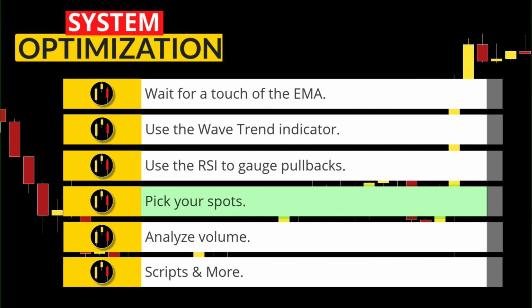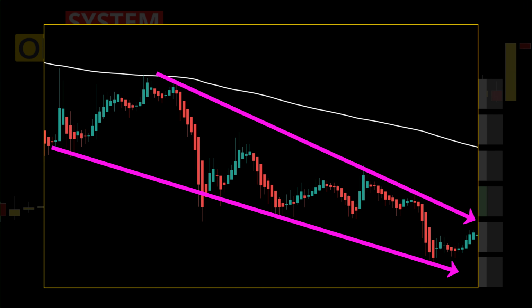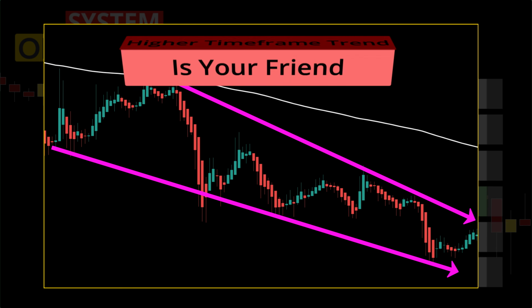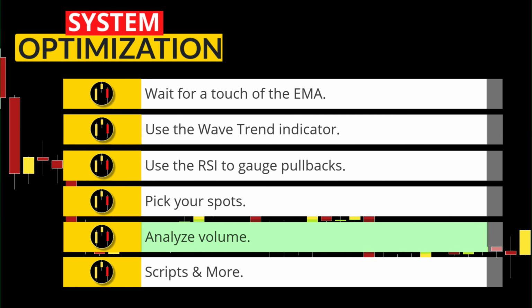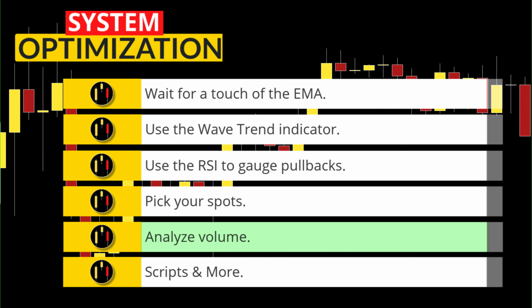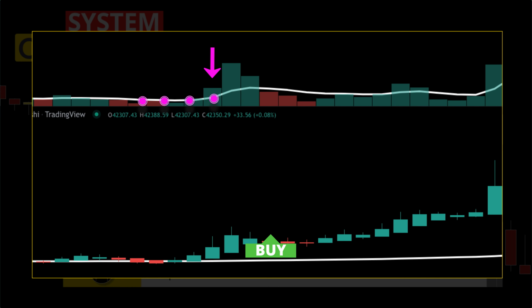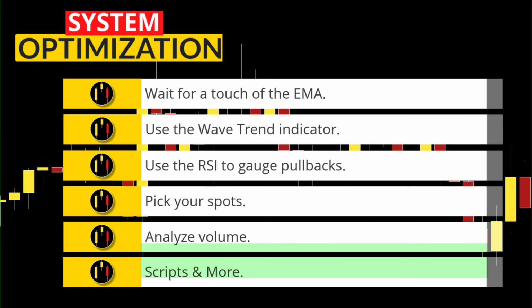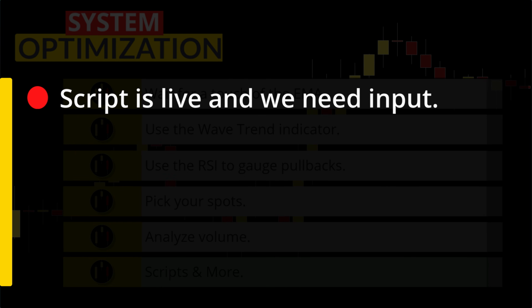In addition, one of the best ways to make any system more successful is to look at the higher time frame. If the 1 hour time frame looks like this, you should not be taking any longs. The higher time frame trend is your friend. Fifth, you can put a simple moving average on volume and use a break above the moving average as confirmation of a trend continuation. Finally, as of this recording, the script has some of these optimization features built into it.